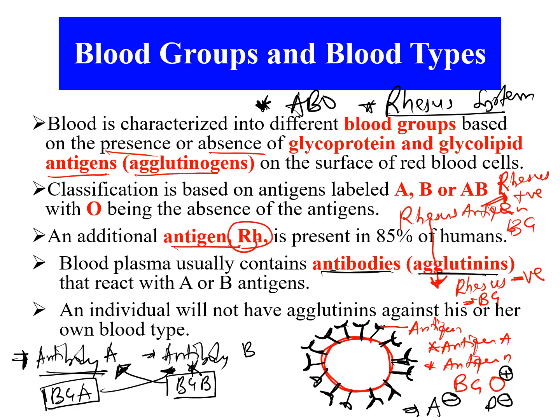So an individual cannot have antibodies against their own red blood cells. So if you have blood group B, you cannot have antibody B because your red blood cells have antigen B. And supposing you were to have antibody B, this antibody can bind these antigens present on your red blood cells, clump them together, and then prevent them from performing their function. We're going to discuss more about antibodies in the next slide.